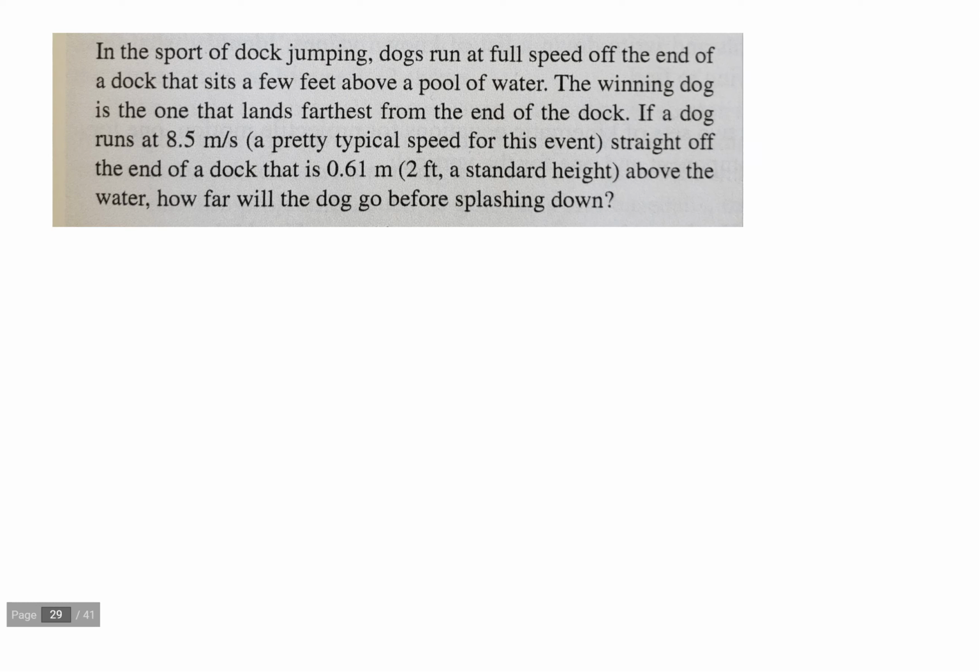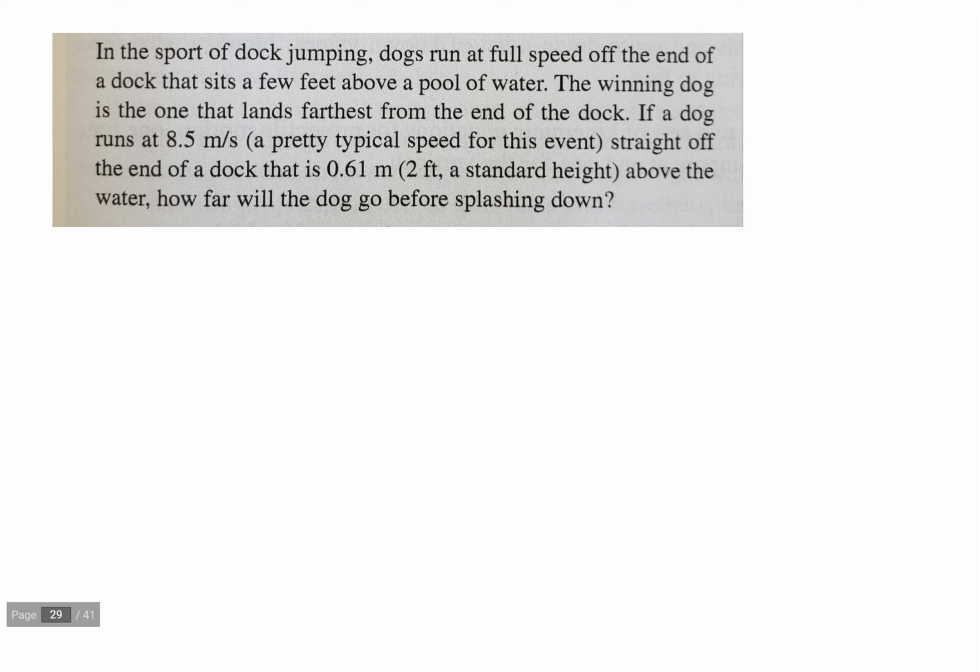So the sport of dock jumping, dogs run at full speed off the end of a dock that sits a few feet above the pool of water. The winning dog is the one that lands the farthest from the end of the dock. So if we just think about that for a second, what is the only controlling factor here? If gravity is the same, the height of the dock is the same, and so on, the only controlling factor is the speed of the dog.